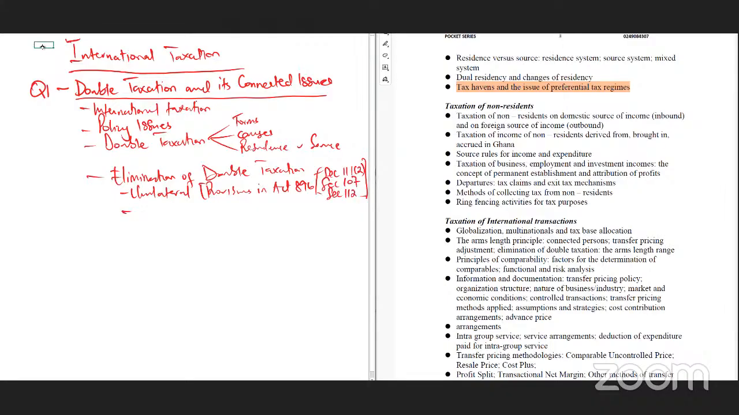Then we have what we call bilateral means. So you can eliminate double taxation through bilateral means or the use of DTAs, double taxation agreements or double tax avoidance agreements or double tax treaties. Okay, so these are various ways we eliminate double taxation. Okay, so this is a major topic that every day it will pop up. Something around double taxation will also pop up.